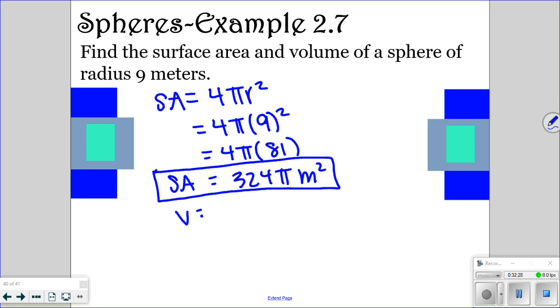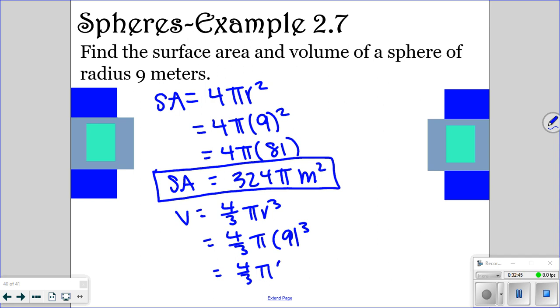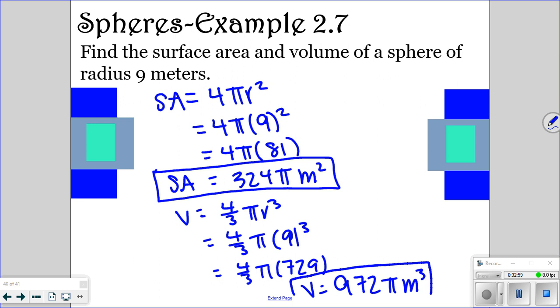For the volume, your formula would be 4/3 pi r cubed. And so 4/3 pi 9 cubed. 9 cubed is 729. And then if you multiply by 4/3, you'll get 972 pi meters cubed. And that would be your volume. So I think if you know your formulas, spheres are the easiest because all you have to do is plug in your radius. If you don't know the formulas, then it makes it a lot more difficult. Okay?